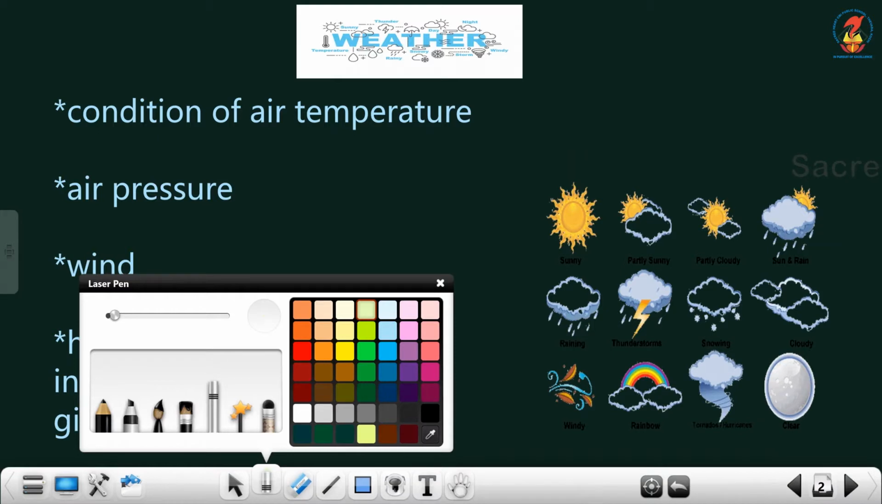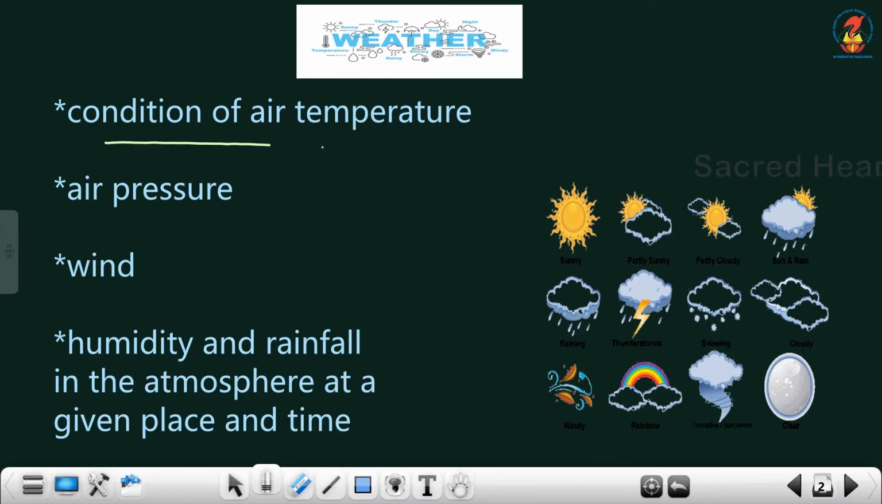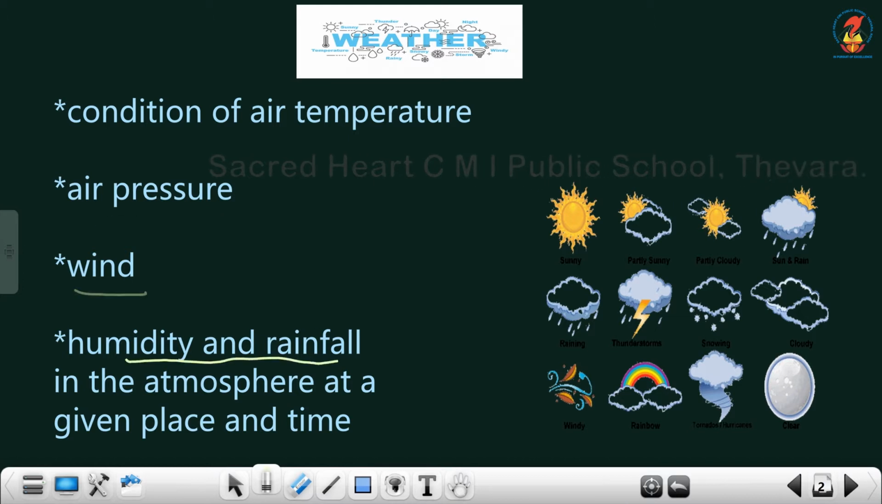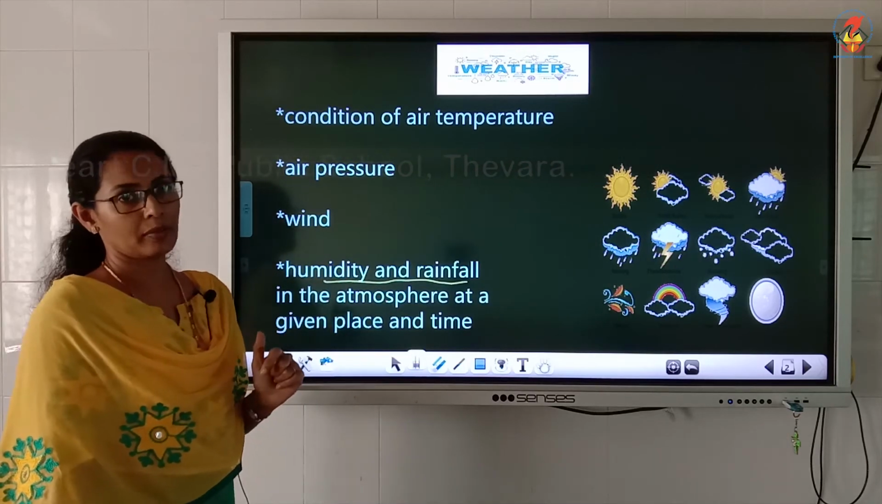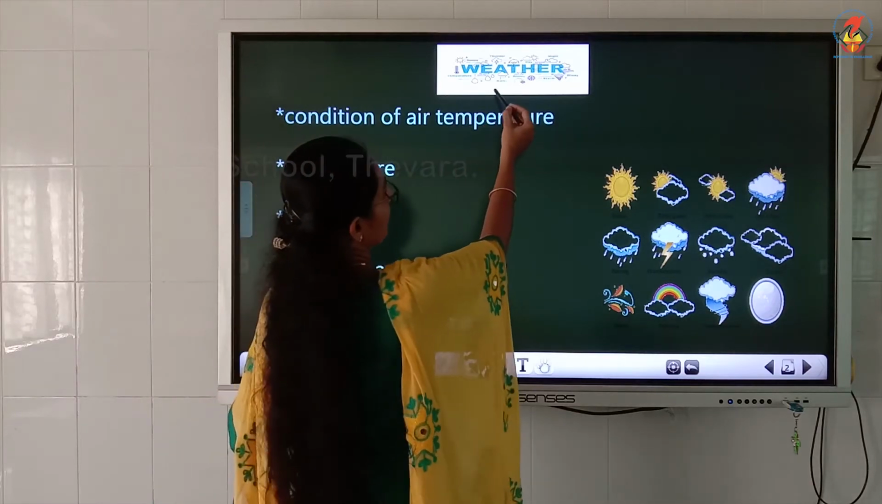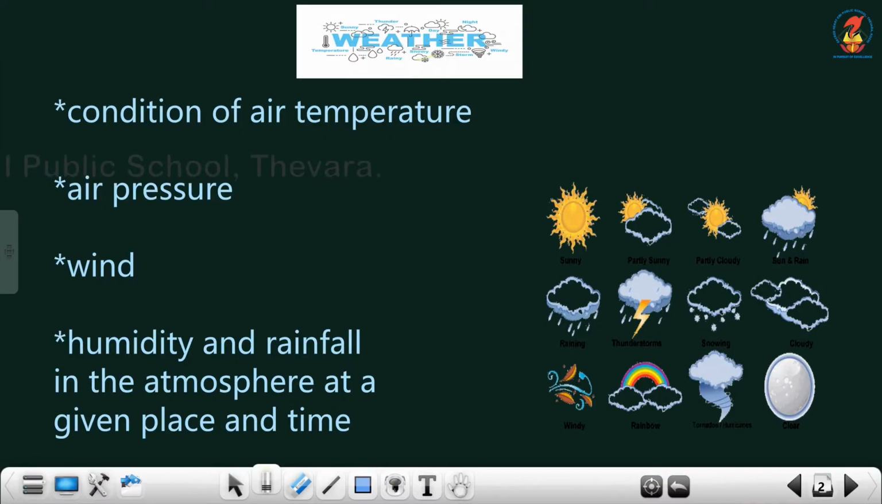Weather is the condition of air temperature, and also the condition of air pressure, then wind, then humidity and rainfall. All these combined together we can say is weather. Here we can also see it may be rainy or snowy, or windy or stormy. Here we can see different forms of weather conditions.